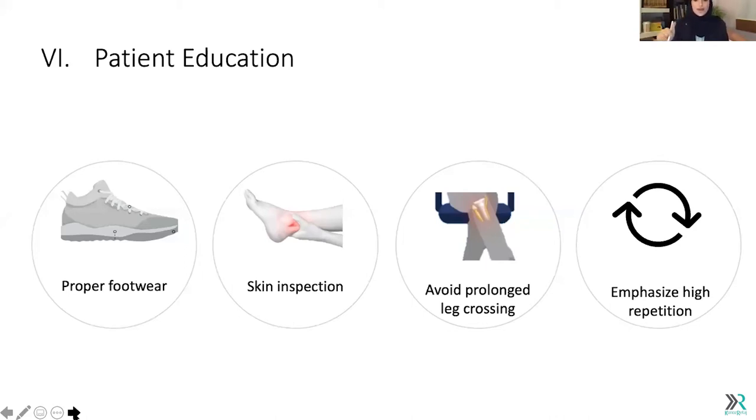Also, we need to advise the patient to inspect the skin of the foot because each time the patient removes the orthosis, it might cause pressure over the bony prominence, and then certain modifications will be needed to improve the fit. We should also educate the patient to avoid prolonged leg crossing because that might cause pressure over the common peroneal nerve. And finally, emphasizing high repetition of exercises, as repetition helps activate neuroplasticity.